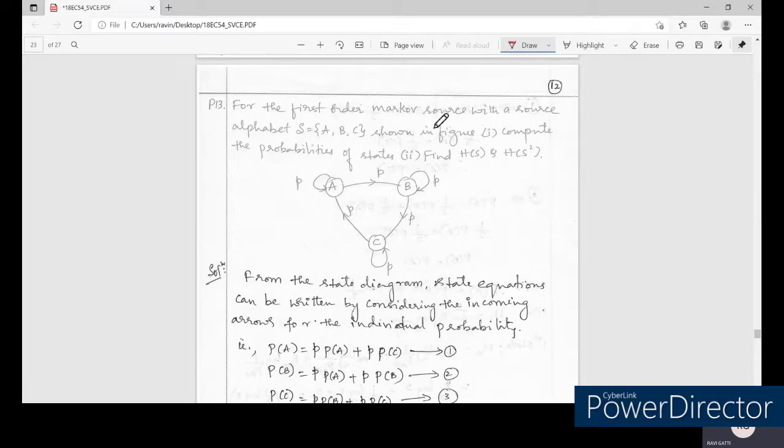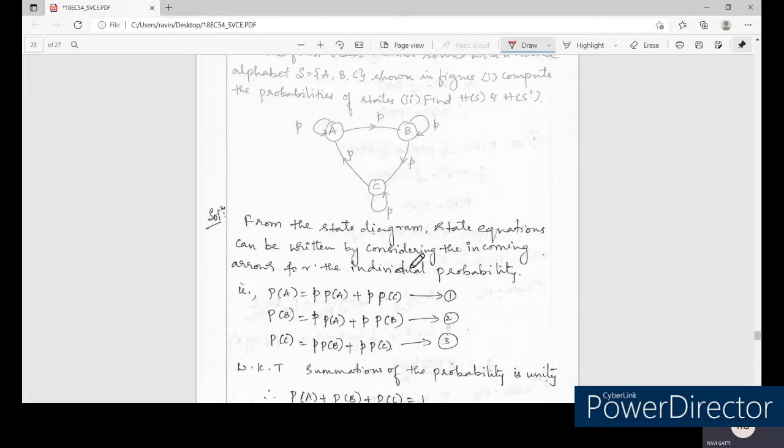For the first order Markov source with a source alphabet A, B, C shown in the figure, compute the probabilities of the states. In the earlier problem, they used to give the initial state probability of being in either state A, state B or state C. Since they have not given the state probabilities, it is necessary for us to first find out the state probabilities. After that, we need to find the entropy of the source H(S), and then the second extension of the source, H(S squared). For that, first we need to consider the probability of being in each state.